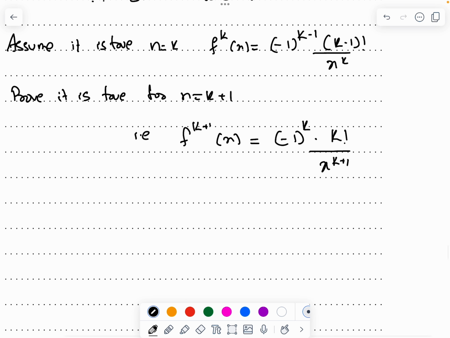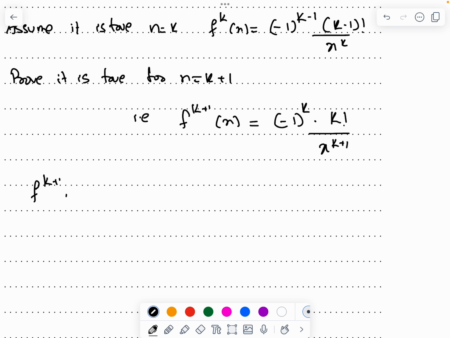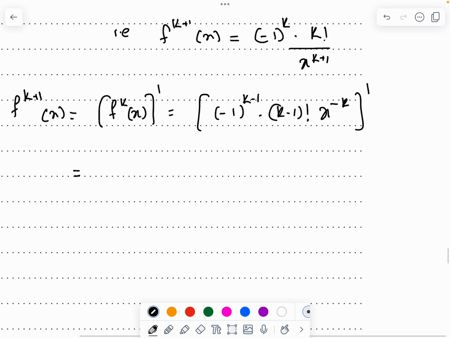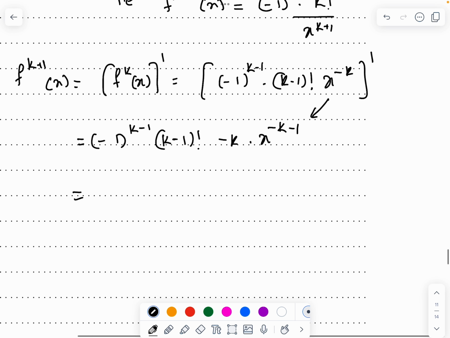So what am I going to do? I have to find the k plus 1th derivative of this one, which is nothing but the kth derivative's derivative. The kth derivative, as we have just assumed, is minus 1 whole to the power of k minus 1, times k minus 1 factorial, times x power negative k. Its derivative you have to find out. So what does that become? Minus 1 whole to the power of k minus 1 and k minus 1 factorial are constants. They are left over as it is. The derivative of x power minus k is minus k times x power minus k minus 1.